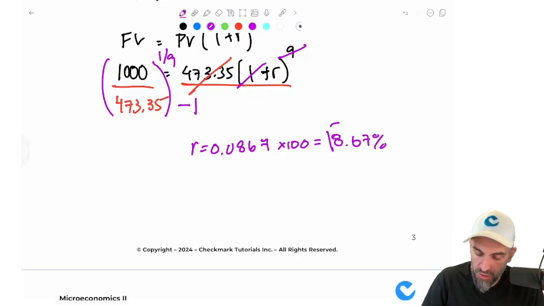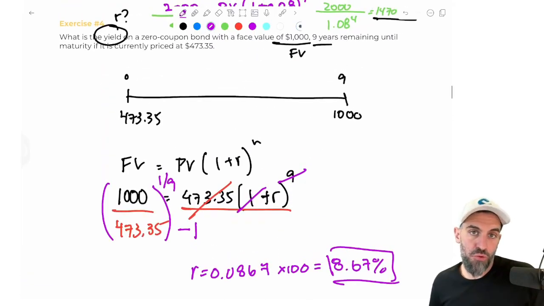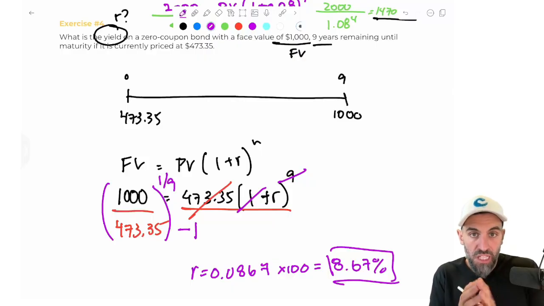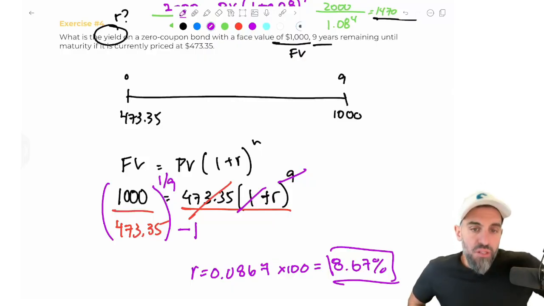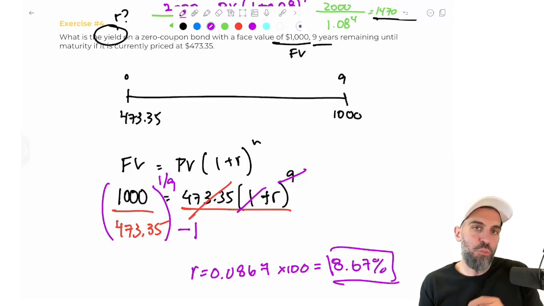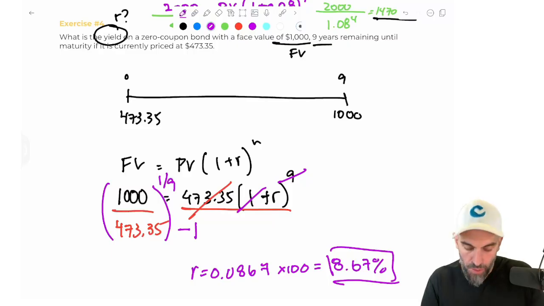And what we just calculated is your return on investment. If you were to buy this bond for 473, keep it for 9 years, and then sell it for 1000, you would have earned an 8.67% return on your investment each year. That's your annual return if you keep the bond until maturity. Okay.